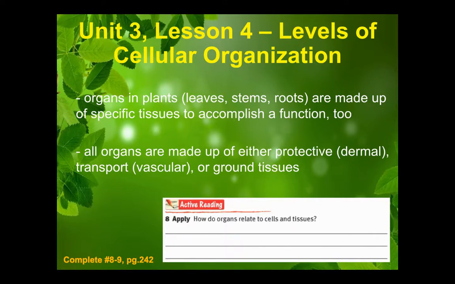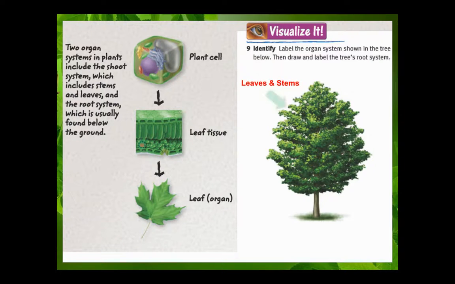Really important question here. You're going to be seeing this more times than just today. How do organs relate to cells and tissues? Well, cells make up tissues, tissues make up organs. All I want to look at here is a plant cell. A group of cells makes these leaf tissues, which then makes the leaf.